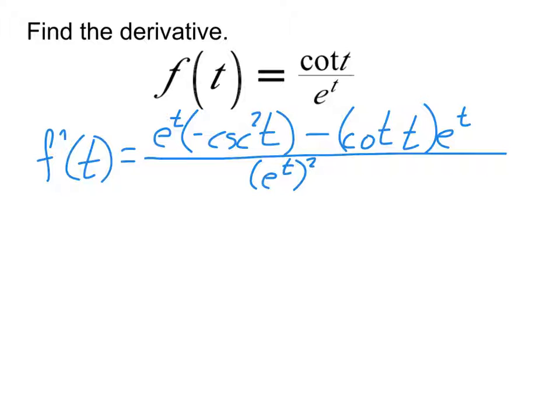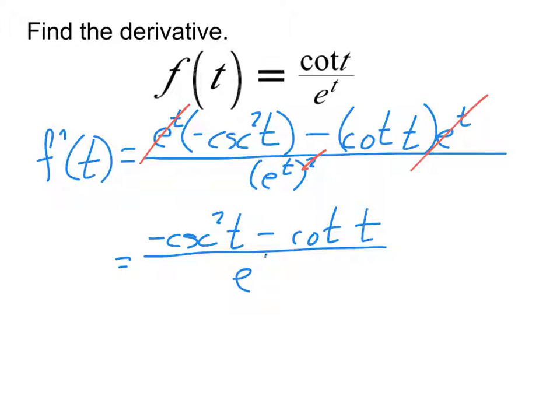E to the t, yeah. Because you'll notice there's one in the first term on the top and the second term on the top. That must be the case in order for us to be able to do that. And on the bottom, we have e to the t squared. Now I can't cancel out all e to the t's on the bottom, but I can cancel out one of them, which means it's no longer going to be squared on the bottom. There's just one of those e to the t's left. So if I do that now, that leaves me with negative cosecant squared t minus cotangent of t all over e to the t.